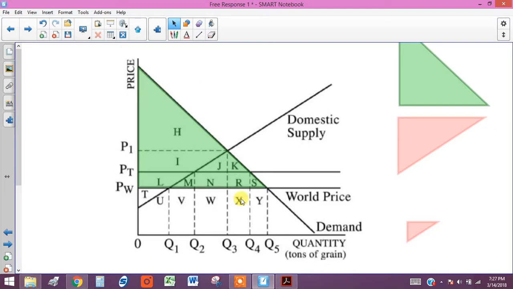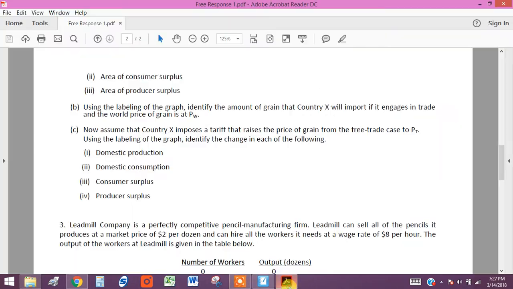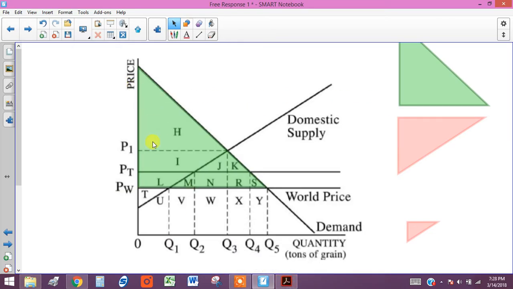Now it's not asking you that. It's asking you the difference between this and what it is with the tariff. So that's why it's tricky. The question wants to know the change after the tariff. Well, actually, the change from the free trade situation to the tariff. So we're going from here, how it was for free trade, to how it's going to be with the tariff.